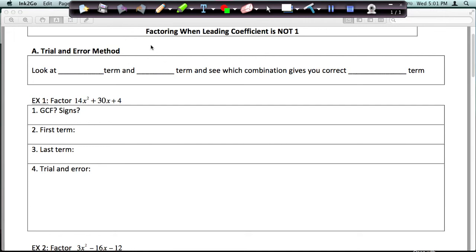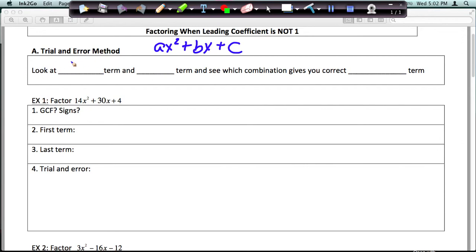Okay, let's look at when the leading coefficient is not 1. So that would be when you're factoring ax squared plus bx plus c. So that means we have a number in front of x squared besides the number 1. So what you're going to do is trial and error method. There are little tricks you can learn, but I don't teach those. I basically find that people forget them and don't remember how to use the tricks, so I just teach the straight trial and error method.